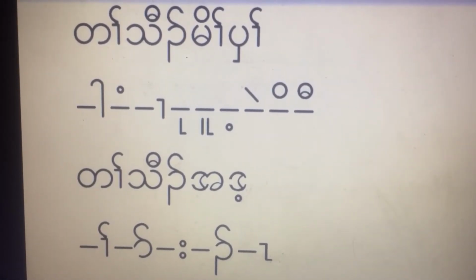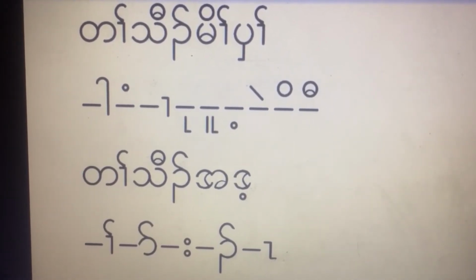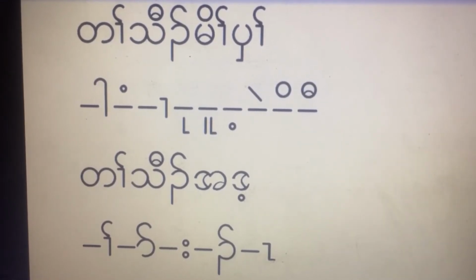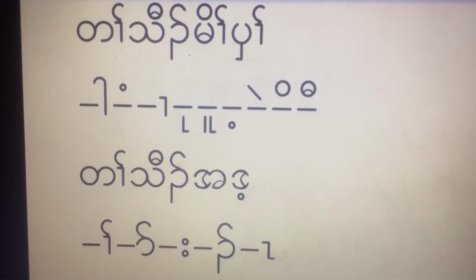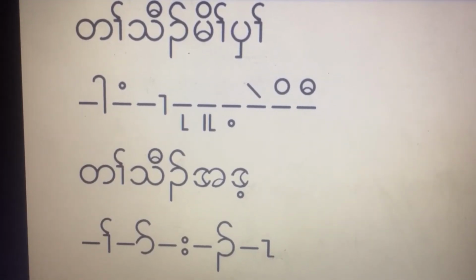The first vowel is a, the second one is e, the third is u, e, o, o. Those are the vowels.